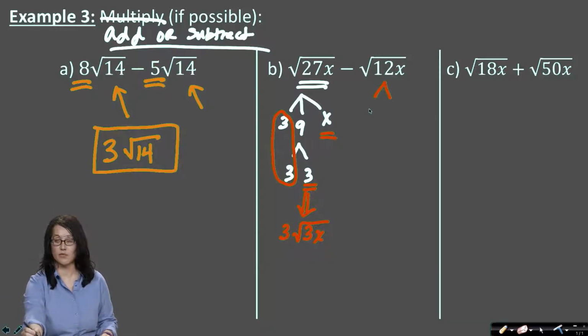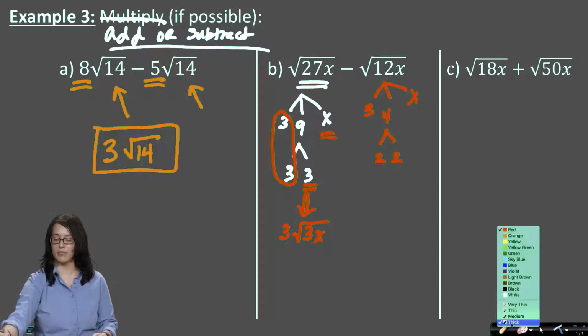12 is really 2 times 6, or 4 times 3. I'll do 4 times 3, or 3 times 4, whichever you like better. And then we still have an x there. Now we'll talk about x in a moment and how it could have been different in the problem. But let's continue with what we have. 4 is a pair of 2's, that's right.